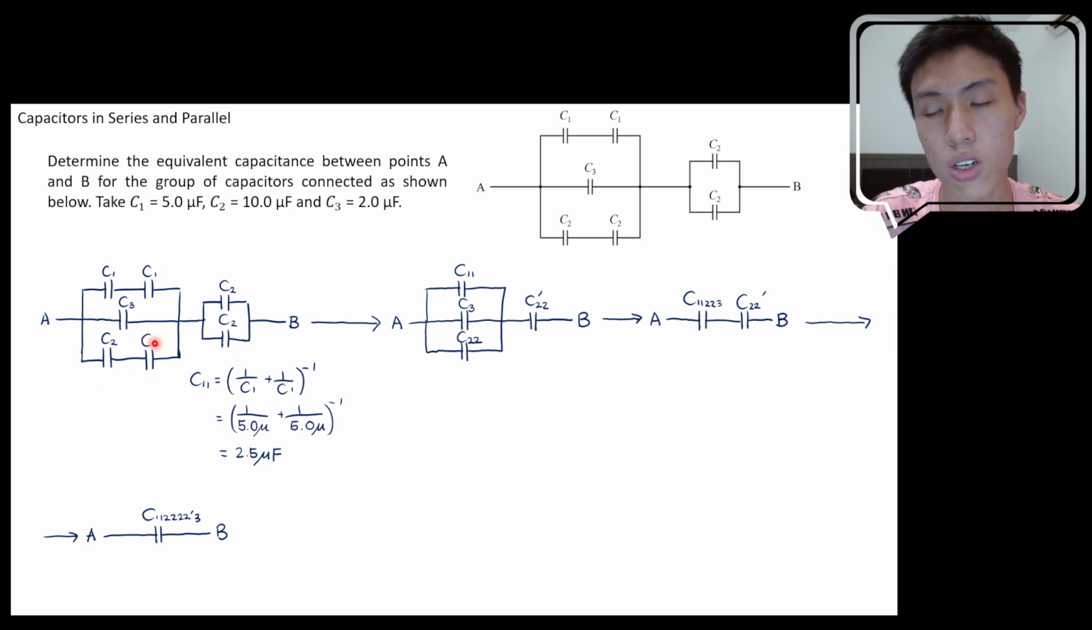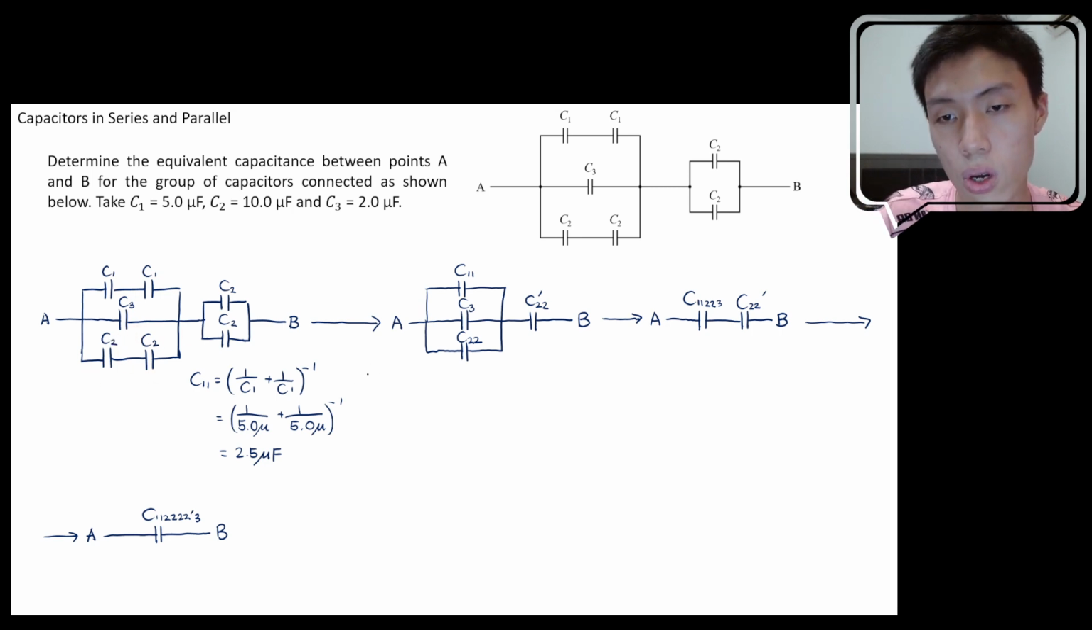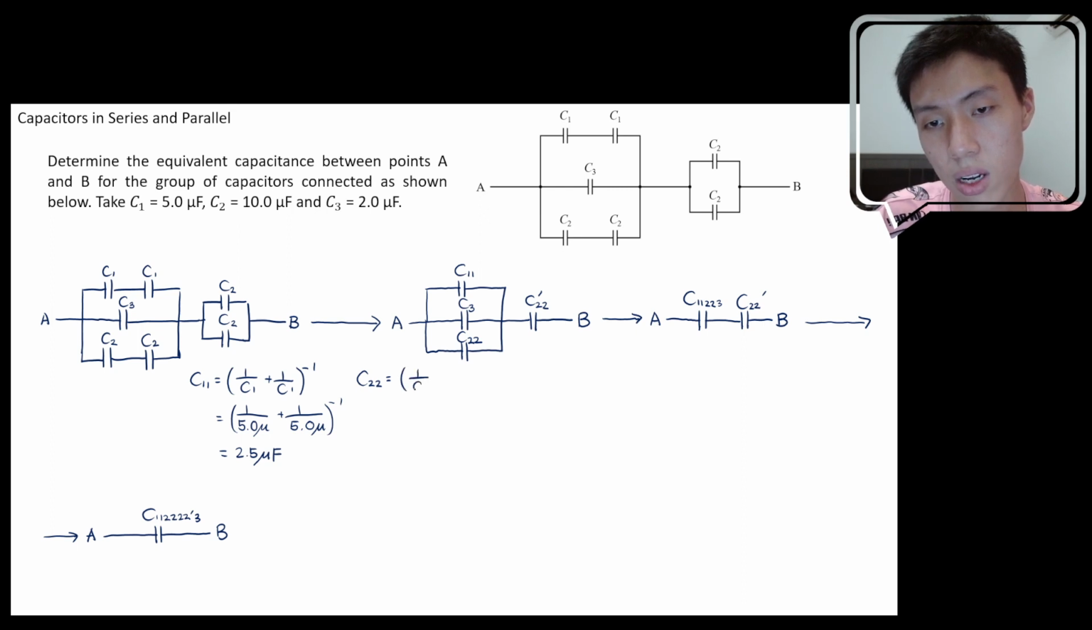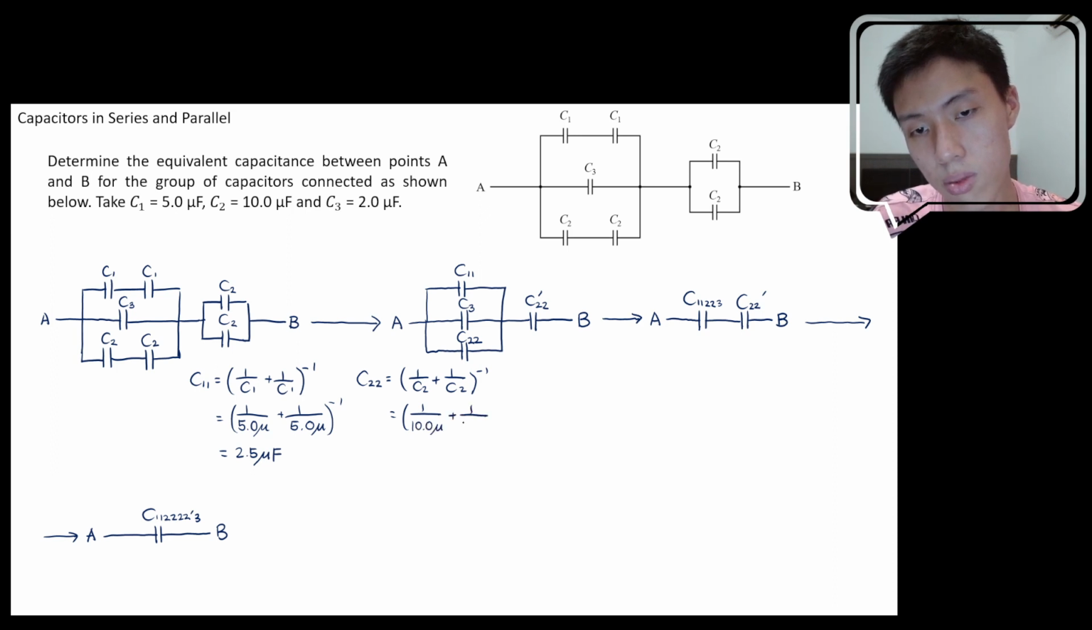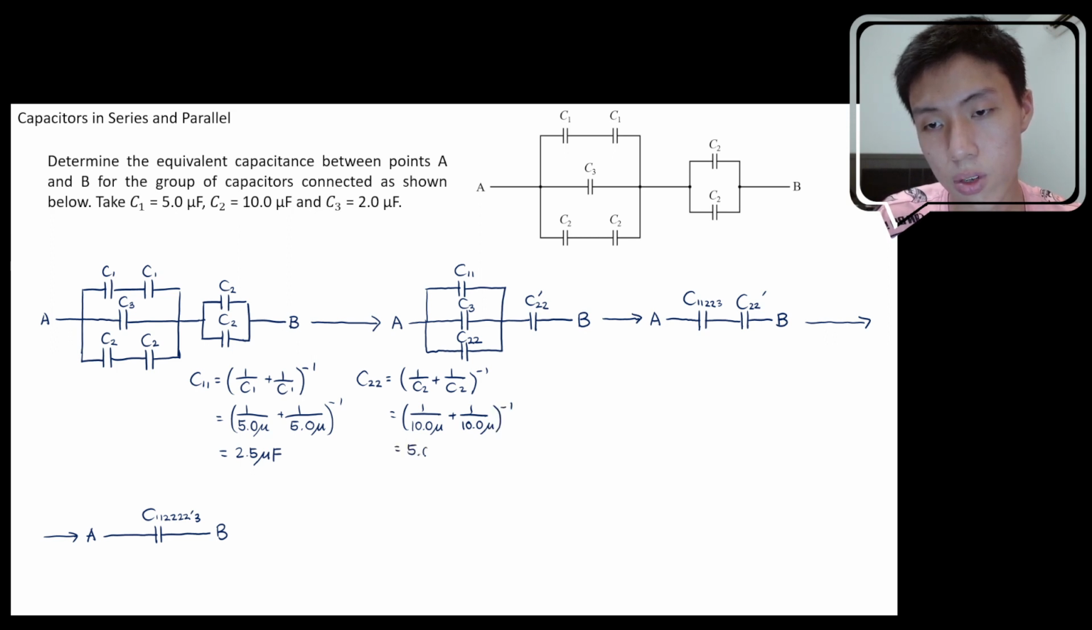We will touch the merge between C2 and C2. Okay, C22 is also in series, so we'll merge them through the series calculation. So this one, 1 over C2 plus 1 over C2, invert it. So 1 over C2 is 10 microfarad. So we do it 2 times 10 microfarad. If you perform the calculation, you get 5.0 microfarad.